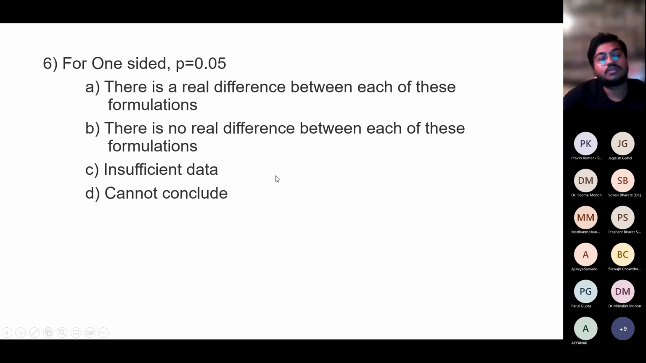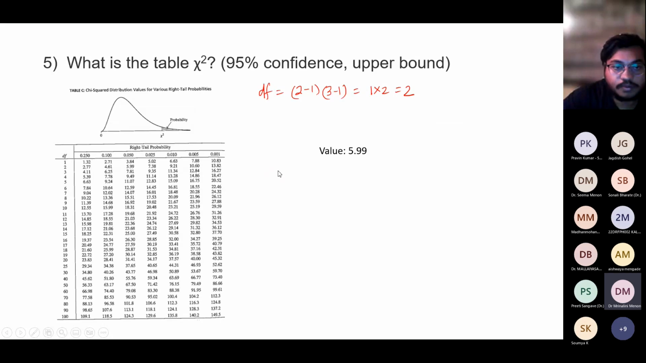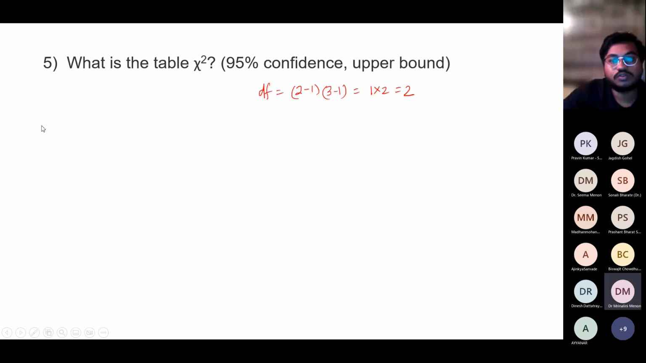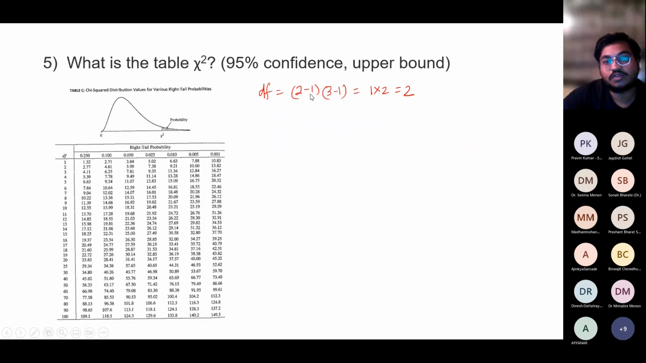Then for the 6th question, I just missed the last bit, if you could repeat it, please. Yeah. Since we are given 3 types of baby food formulations in 2 categories, liked and disliked, the number of columns we have is 3, the number of rows we have is 2. So the degrees of freedom will be number of rows minus 1 multiplied by number of columns minus 1, which is 1 into 2, 2. And since we are asked for the 95% confidence interval, we'll look at this column, which is 0.05. And for degrees of freedom 2, we get the value 5.99.